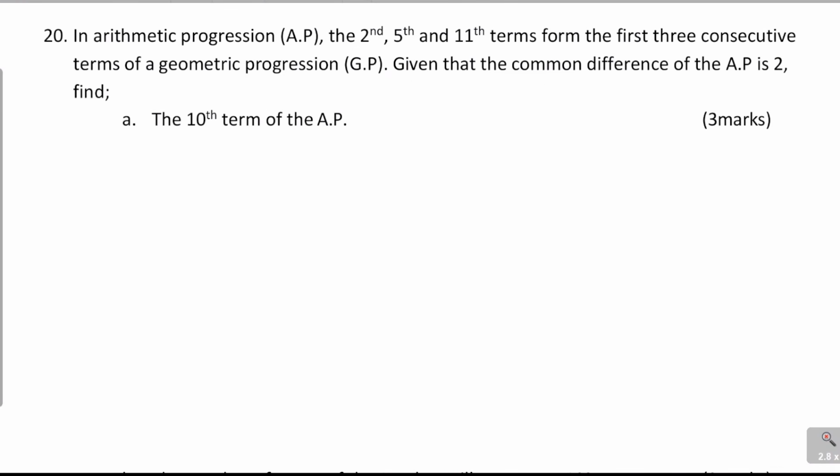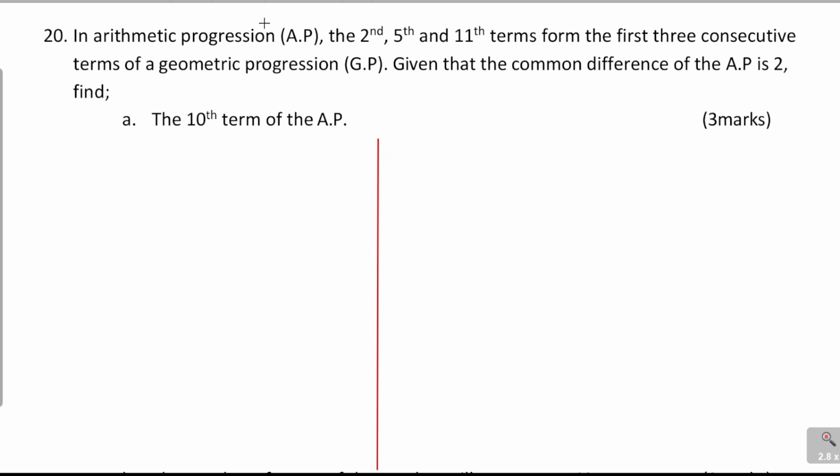Question 20. In arithmetic progression AP, the second, the fifth, and the 11th terms form the first 3 consecutive terms of a geometric progression GP. Given that the common difference of the AP is 2, find A, the 10th term of the AP. The 10th term of the AP. We start with that.